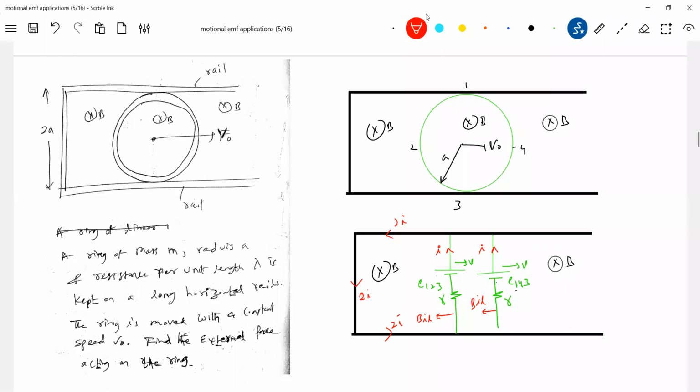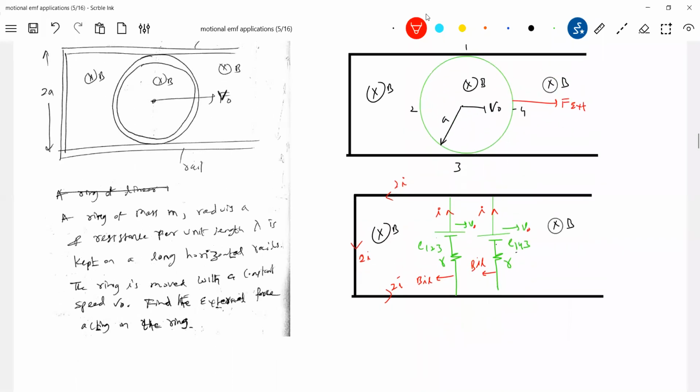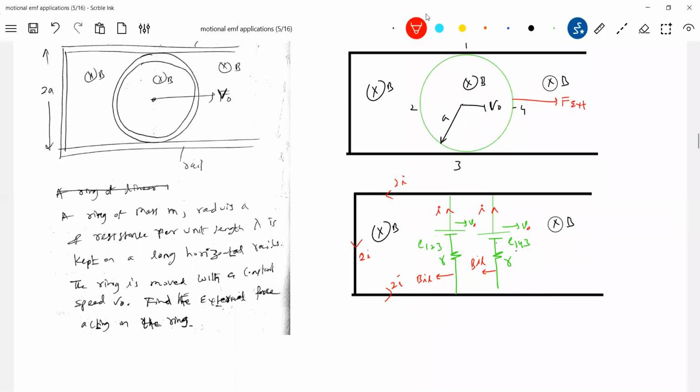Now, some external force should be applied, no? Otherwise, the constant speed cannot be maintained. That external force is what? On the rod like this. So what should be the external force? 2BIL. How much should I apply? 2BIL.